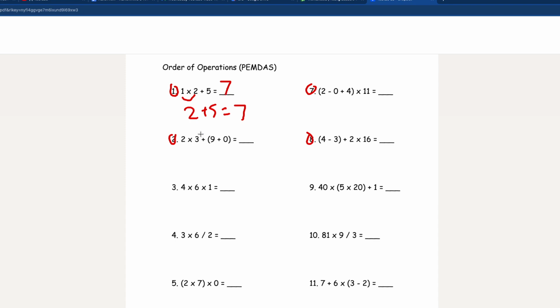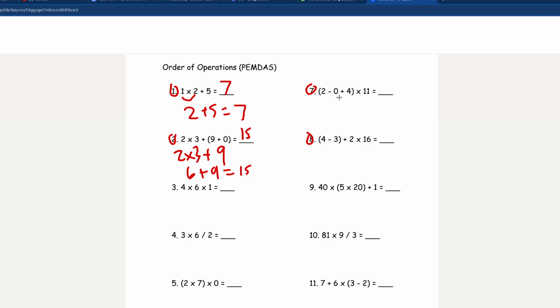Number 2. 2 times 3 plus 9 plus 0. Are there parentheses? Yes. Even though it's addition, there are parentheses around it, meaning we have to do that first. So 9 plus 0 is 9. So 2 times 3 equals 6. Then 6 plus 9 equals 15.